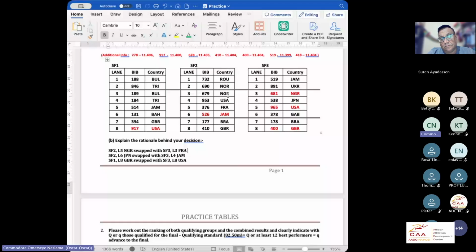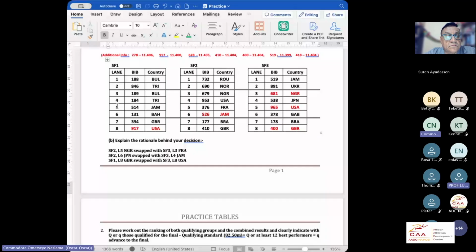Group of lanes, yes. So the truth is, any of these athletes, Bulgaria, Trinidad and Tobago, Jamaica, and is it Bahamas or Bahrain? Bahamas. Any of them can be in any of these 4 lanes. It's allowed.